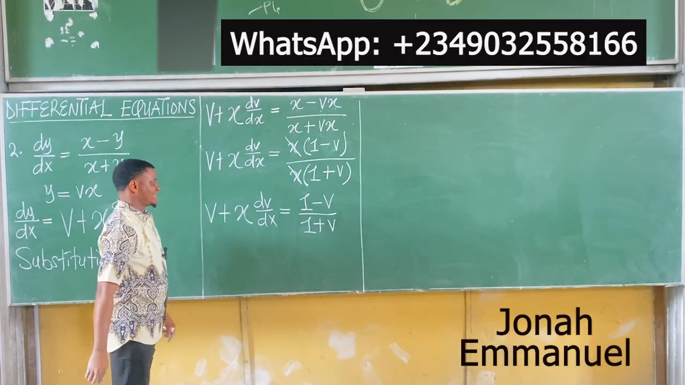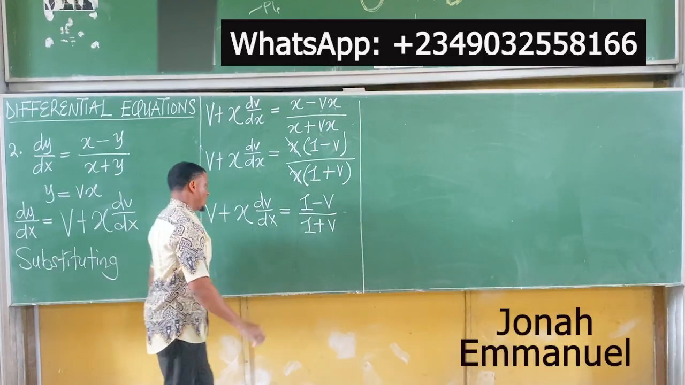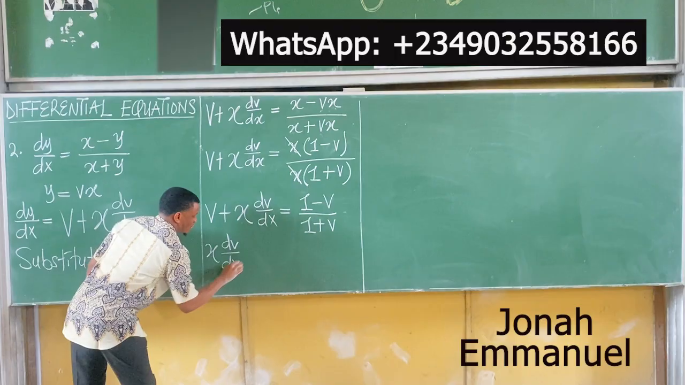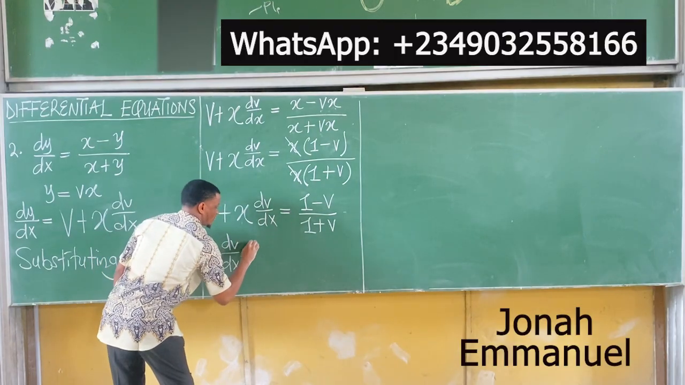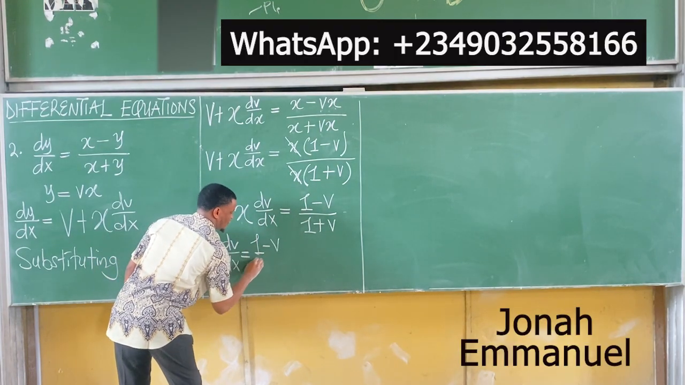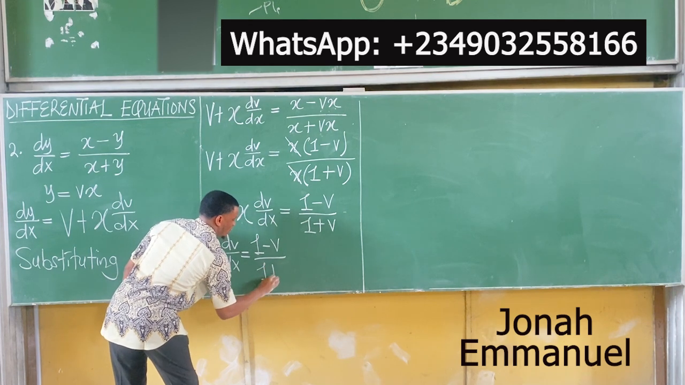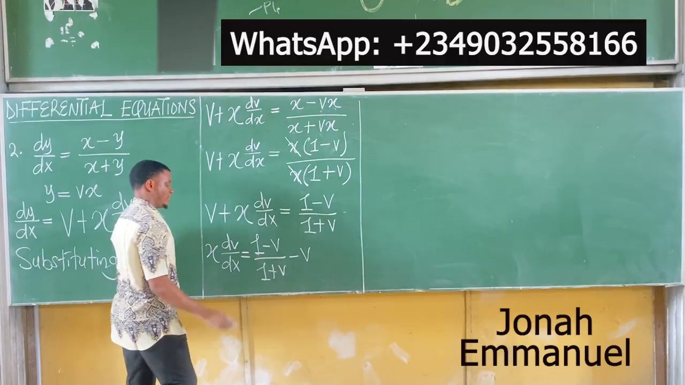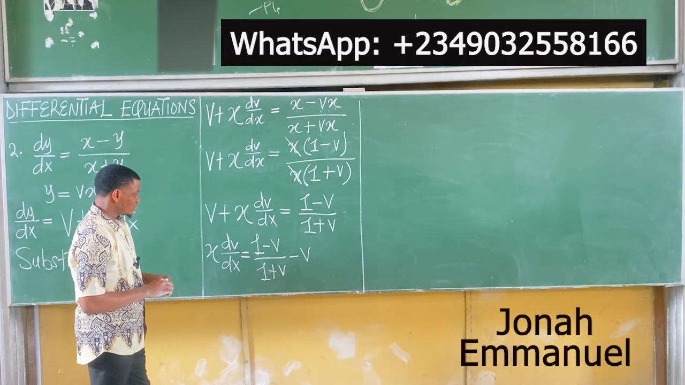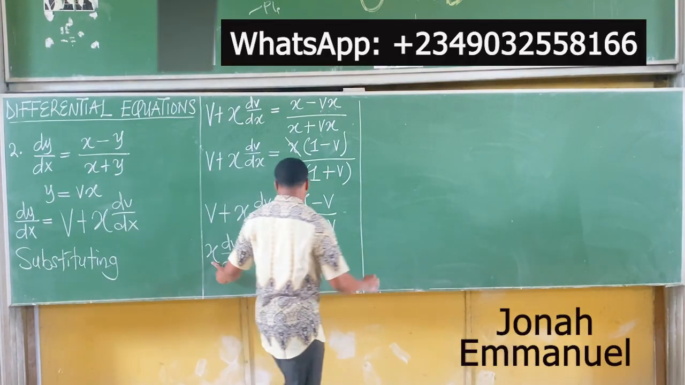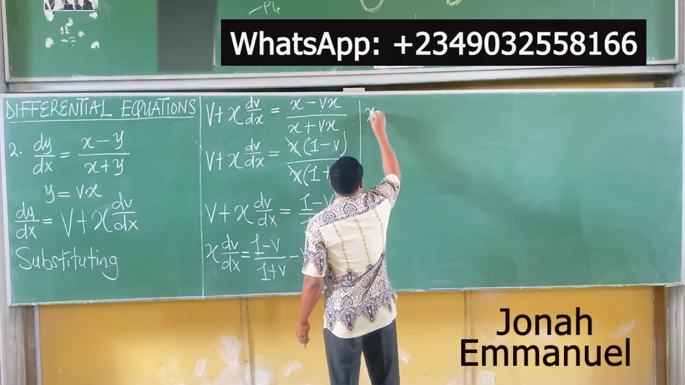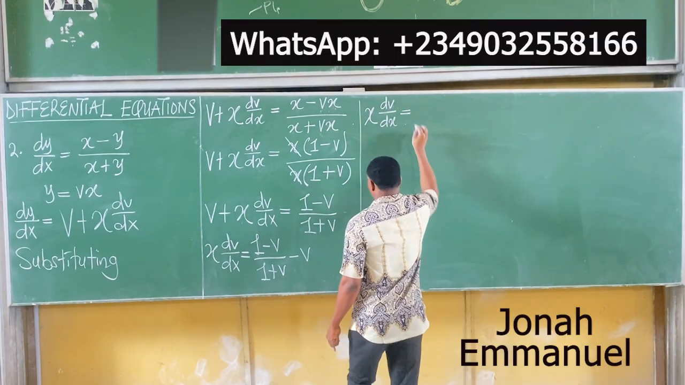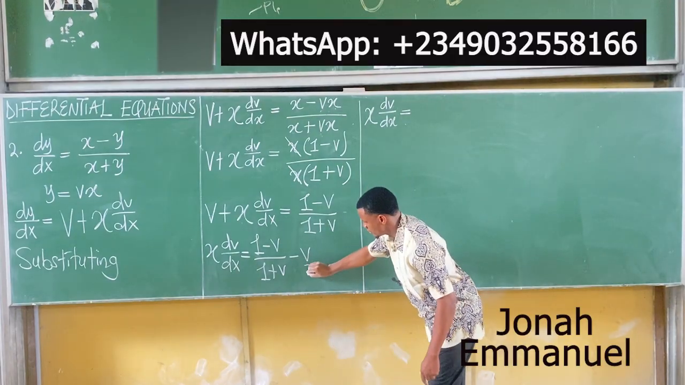In solving this, the task is simple. Move v over here. I'm left with x dv/dx equal to 1 minus v all over 1 plus v, minus v. So you have x dv/dx is equal to, of course, this is all over 1.